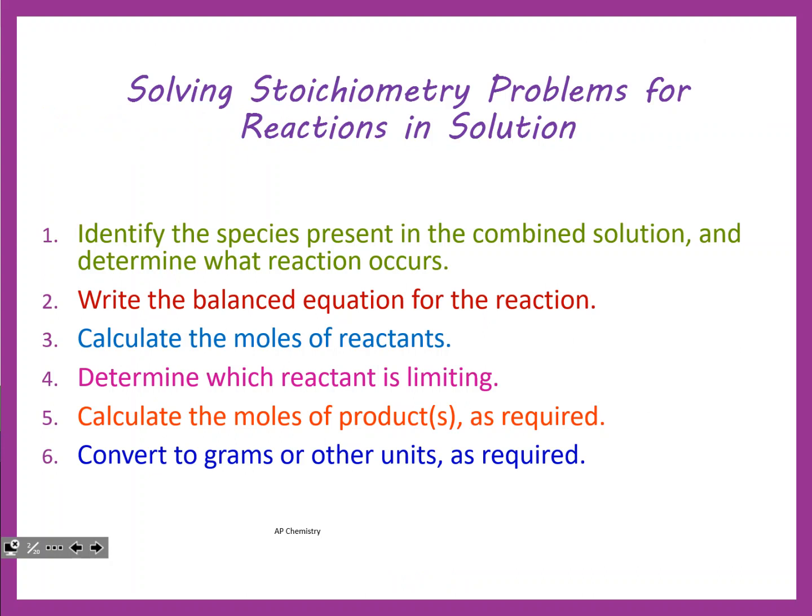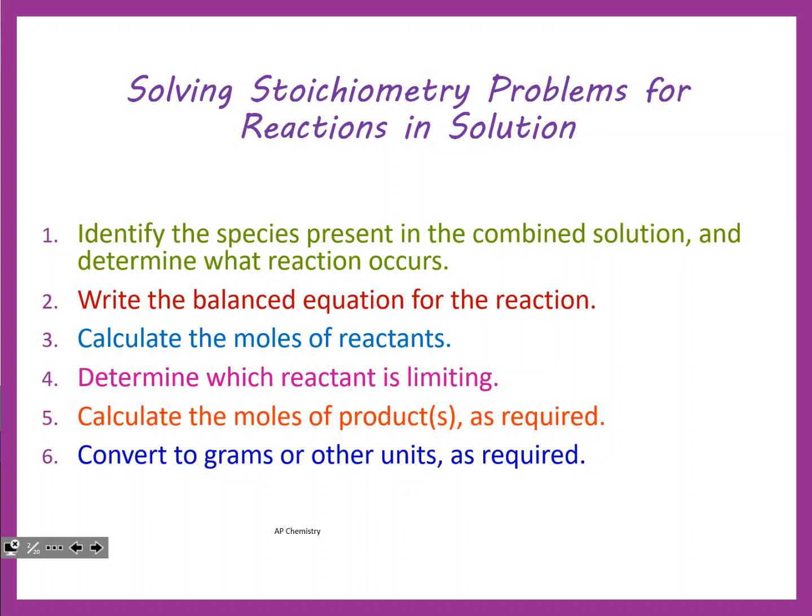Now here, solving stoichiometric problems for reactions and solutions. Identify the species present in the combined solution and determine what reaction occurs. Because remember, if this is a precipitation reaction, not all chemical species are going to be participating. You're going to have some spectators here. So you kind of have to figure out what's spectating and what's reacting.